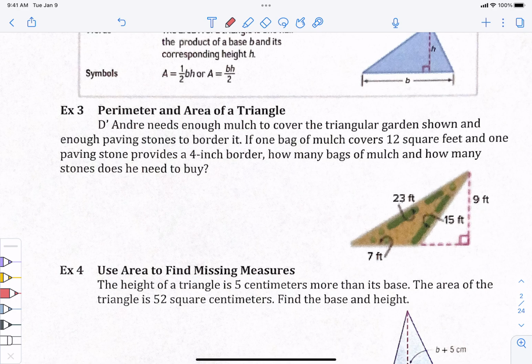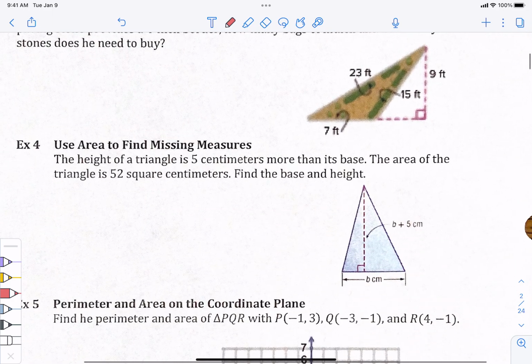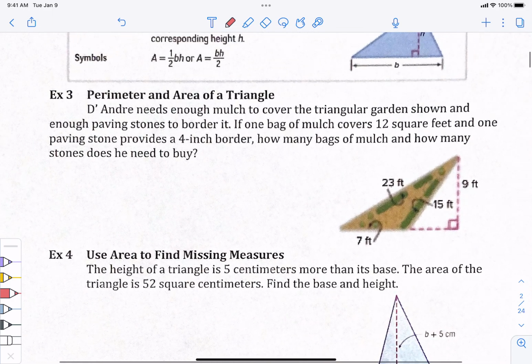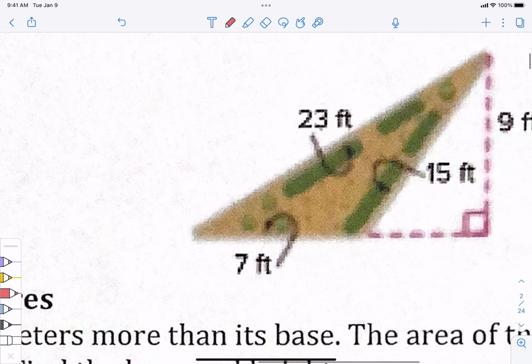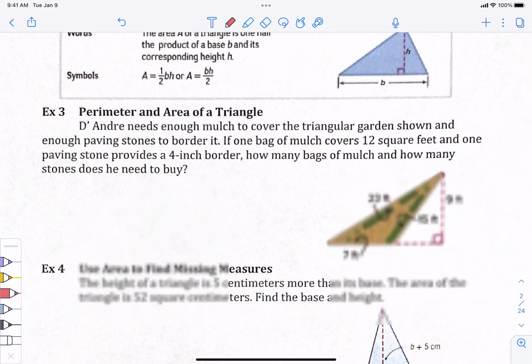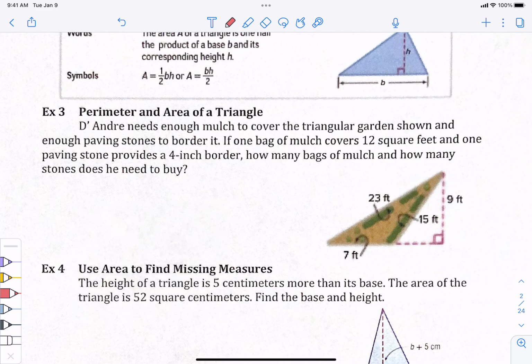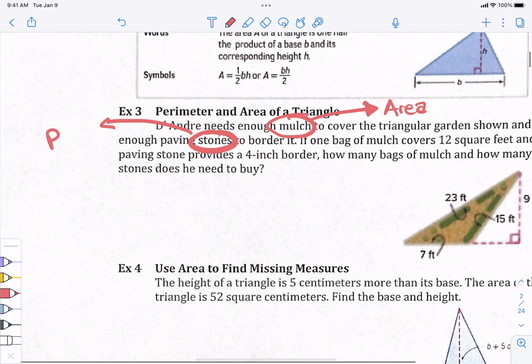Okay, example 3. Triangle is base times height divided by 2, yeah? Let's read the example. DeAndre needs enough mulch to cover the triangular garden shown and enough paving stones to border it. Mulch is like the stuff that you fill it with, so that's going to be my area. Paving stones, those are going to refer to my perimeter, right?